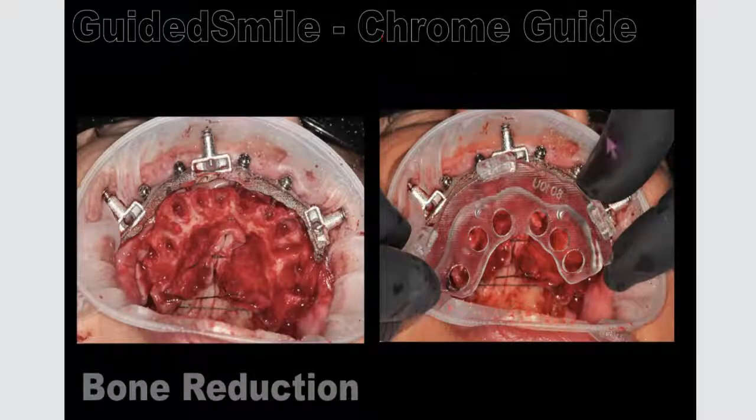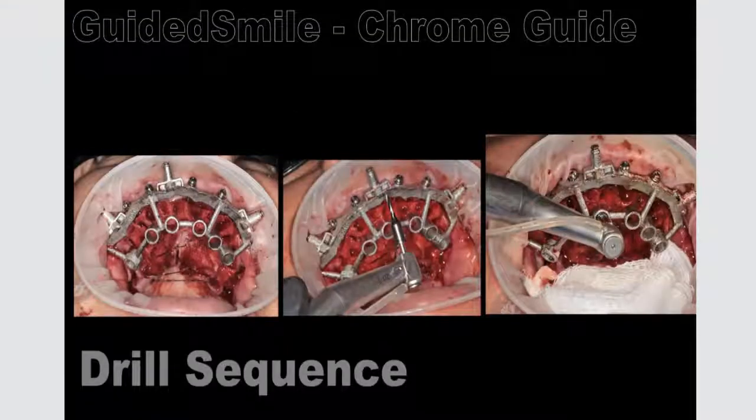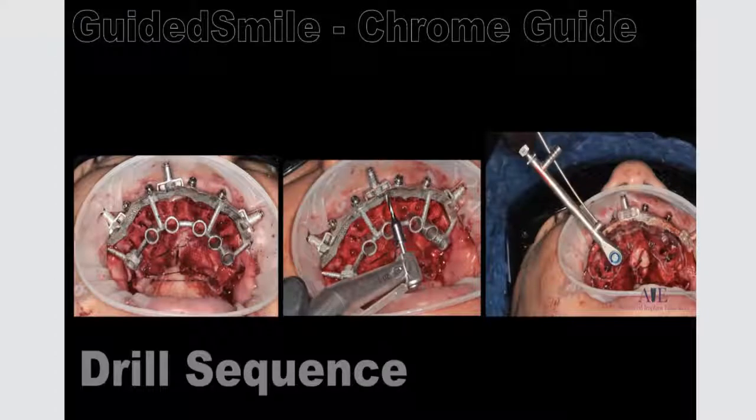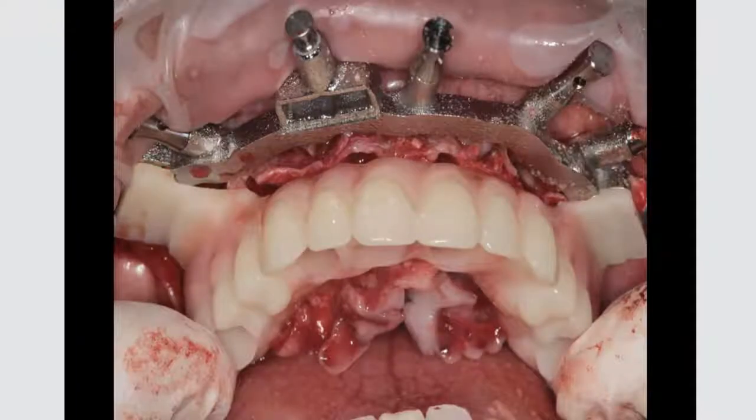So here you can see that we have a clear guide that fits into the Swiss locks, which allows us to make sure that the bone reduction has been adequate. You'll notice the holes are for the placement of the multi-unit abutments. We're going to verify the bite, use our drilling sequence properly, and position the implants. This will be immediate extraction, bone reduction, immediate implant placement, and immediate loading, similar to the Tremblay article that I showed you earlier.